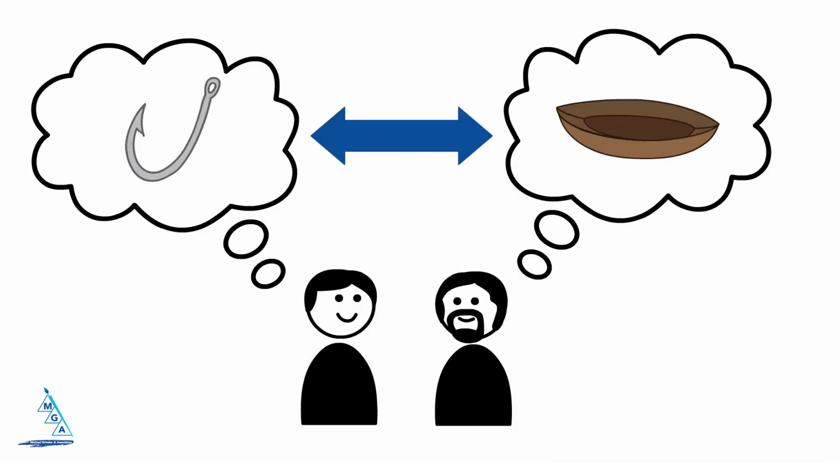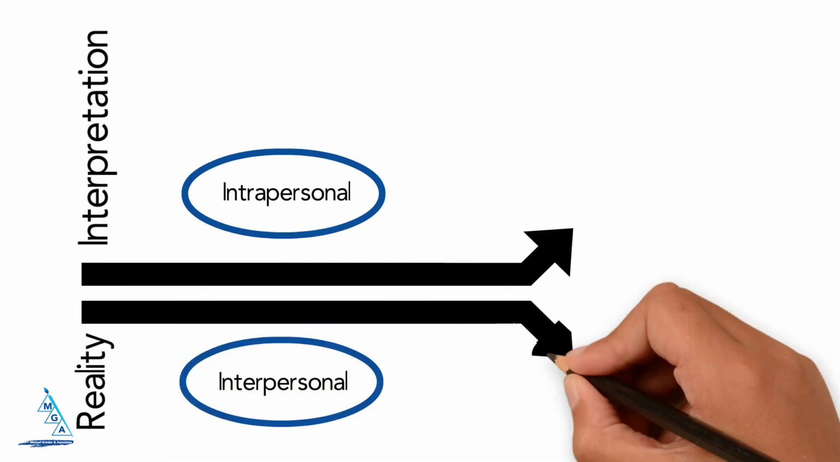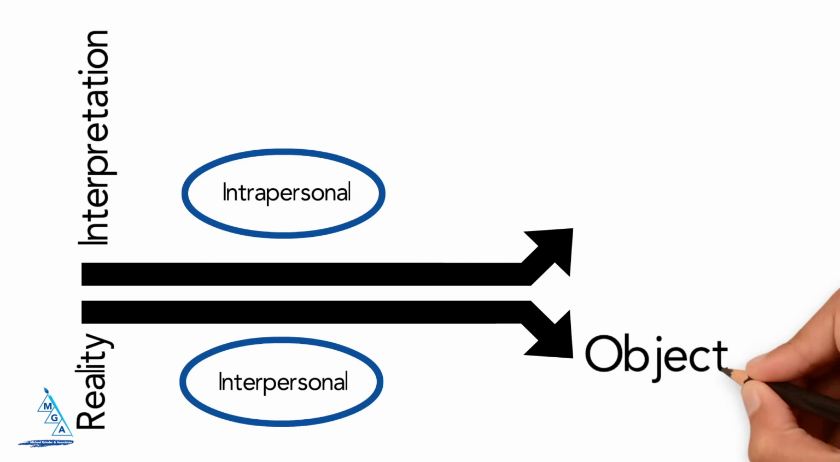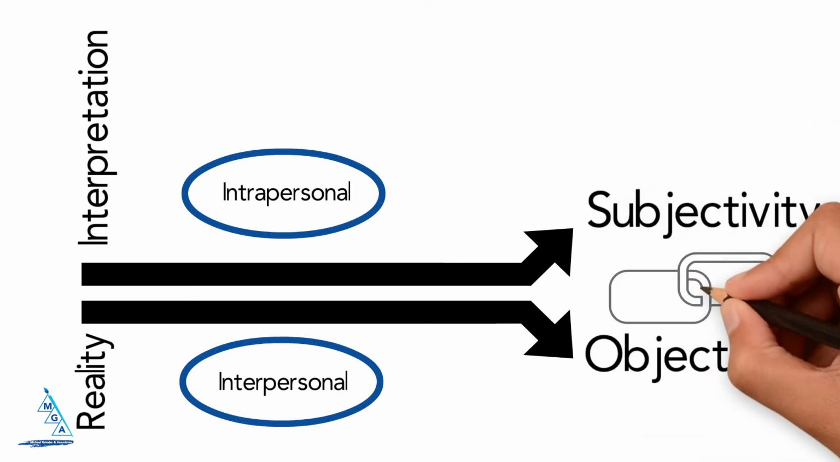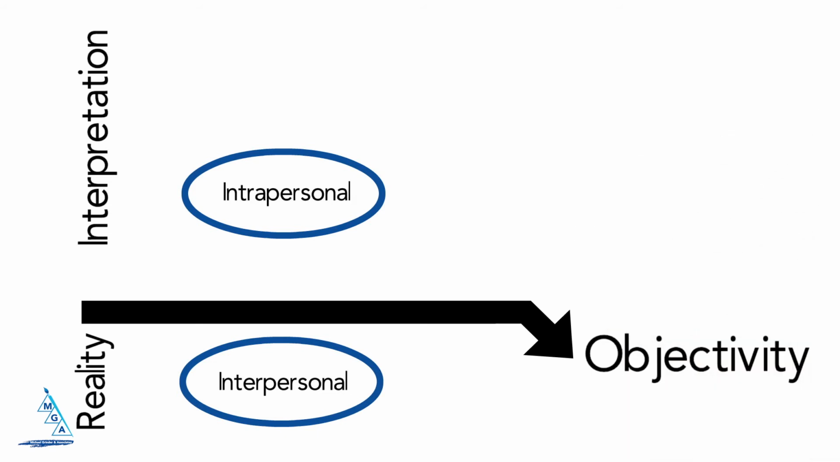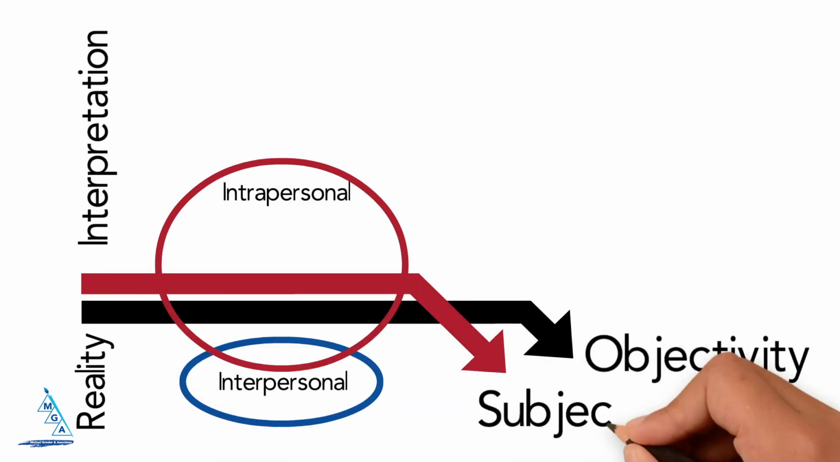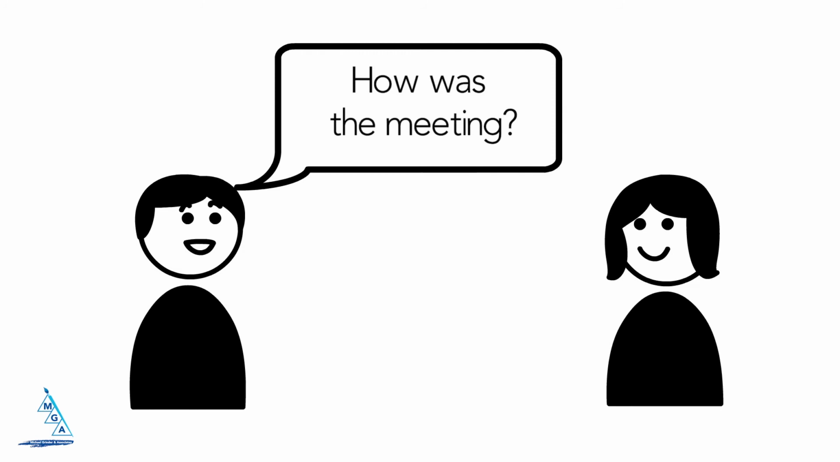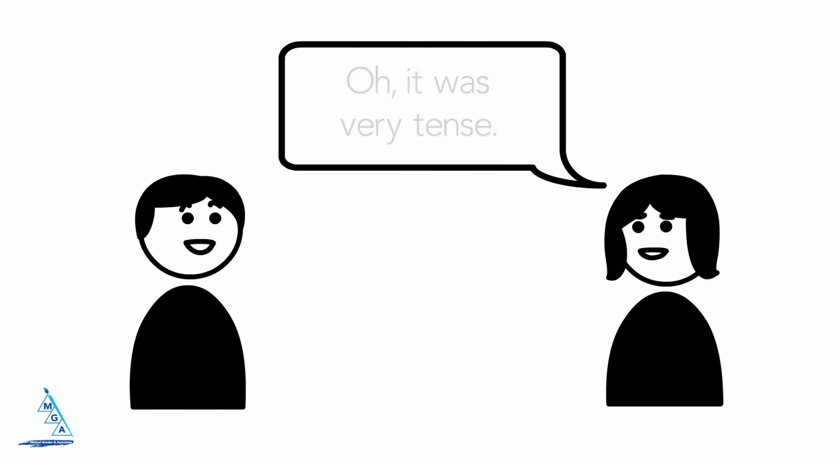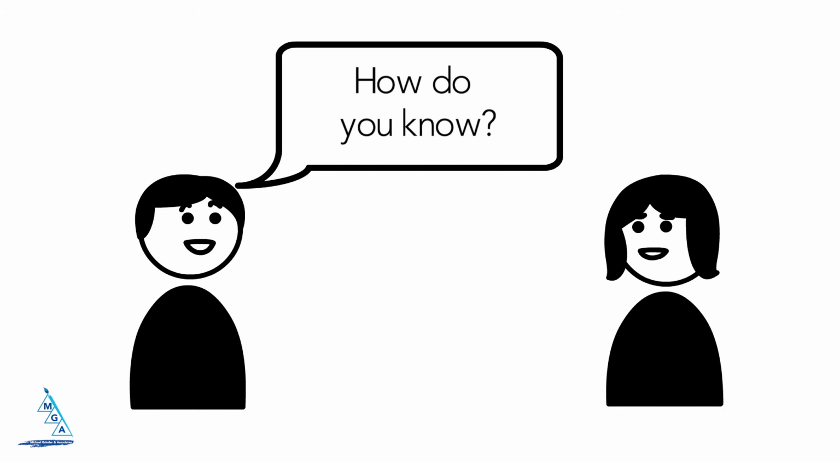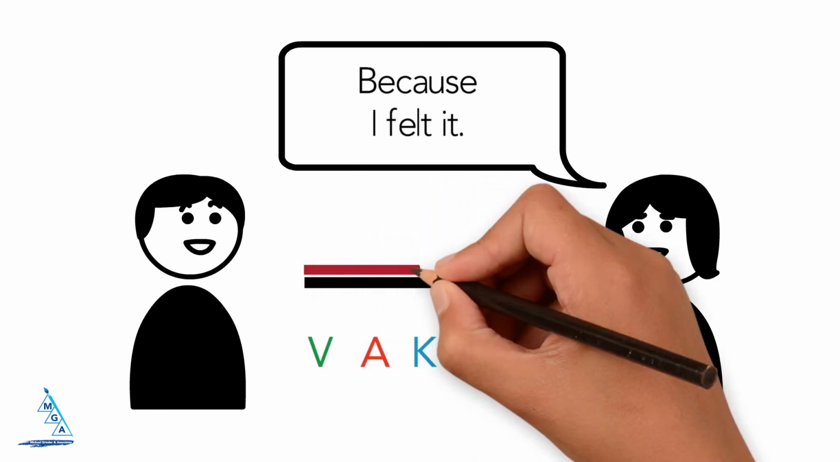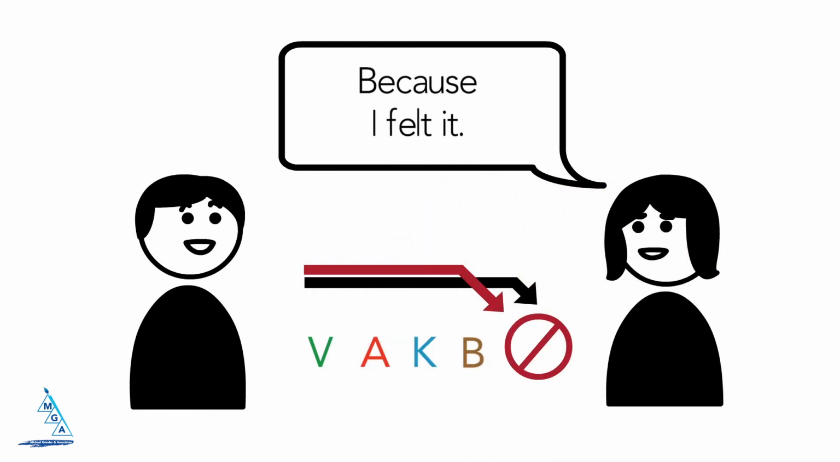As long as the two worlds of intra and interpersonal intelligence are separated, the world of objectivity and subjectivity remain intact and respected. What doesn't work is when someone uses their intrapersonal intelligence and thinks that they're actually understanding the world of reality. An example is, you meet someone and ask how a meeting last week went, and the person reports, "Oh, it was very tense." And then you ask, "How do you know that it was tense?" Hopefully you were inviting them to go below the line and indicate evidence of VAKB. The response, however, was, "Because I felt it." Your reaction to reality does not represent what reality is.